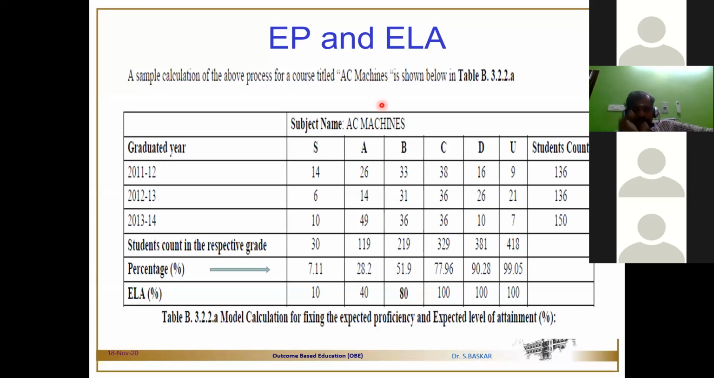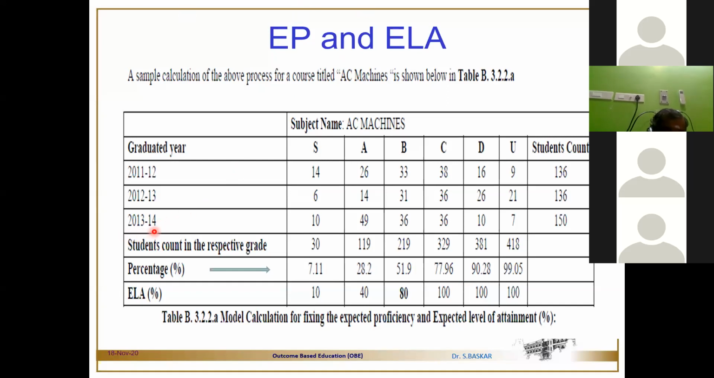Let us assume that I wanted to fix the targets for the academic year 2014-15. Because in our college, we have implemented OBE from 2014-15. We wanted to fix the targets for the 2014-15 academic year onwards. In order to fix the target for one particular academic year, we are going to take the data from 3 previous years or 5 previous years. If you take more previous year data, this methodology will give very good results. Because we had only 3 years of data, we took 3 years data.